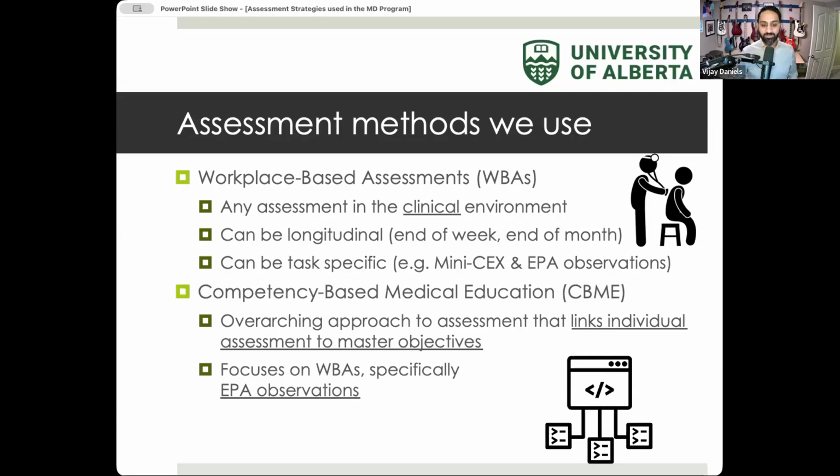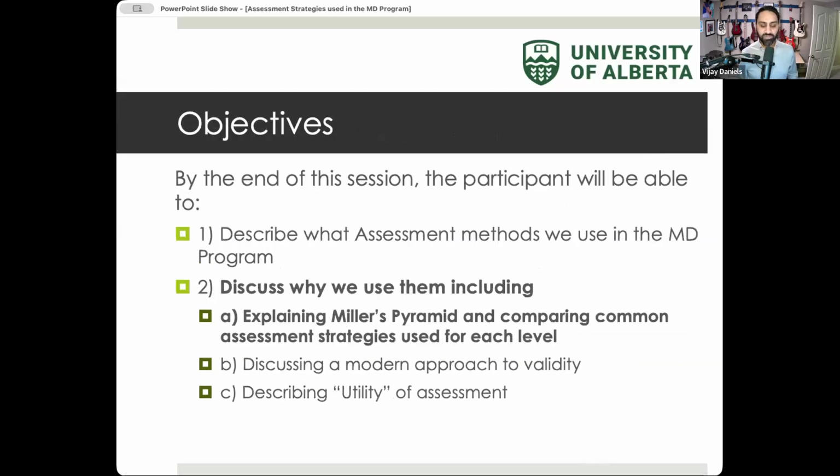And so competency-based medical education really is an overarching approach to assessment that links those individual assessment encounters to master objectives. At least in the Royal College model, they focus a lot on EPA observations, probably excessively so. And in family medicine, using field notes, and I believe there's a move to core professional activity observations as well, is again, as I said, a similar building block. So that was just a quick blitz over what the assessment methods are.